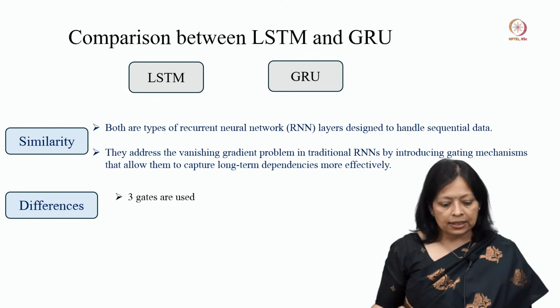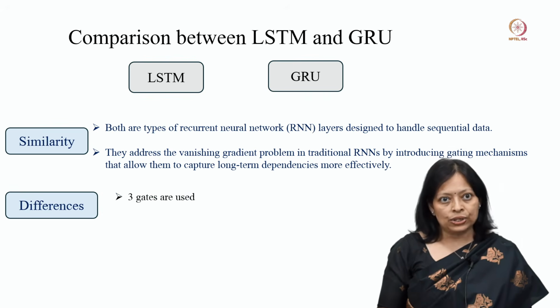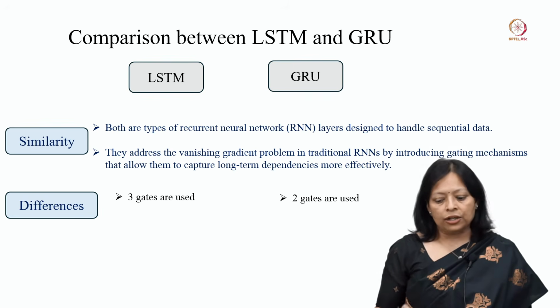The difference is that in LSTM 3 gates are used, which are the forget gate, the input gate and the output gate. In GRU we use 2 gates, the reset gate and the update gate.